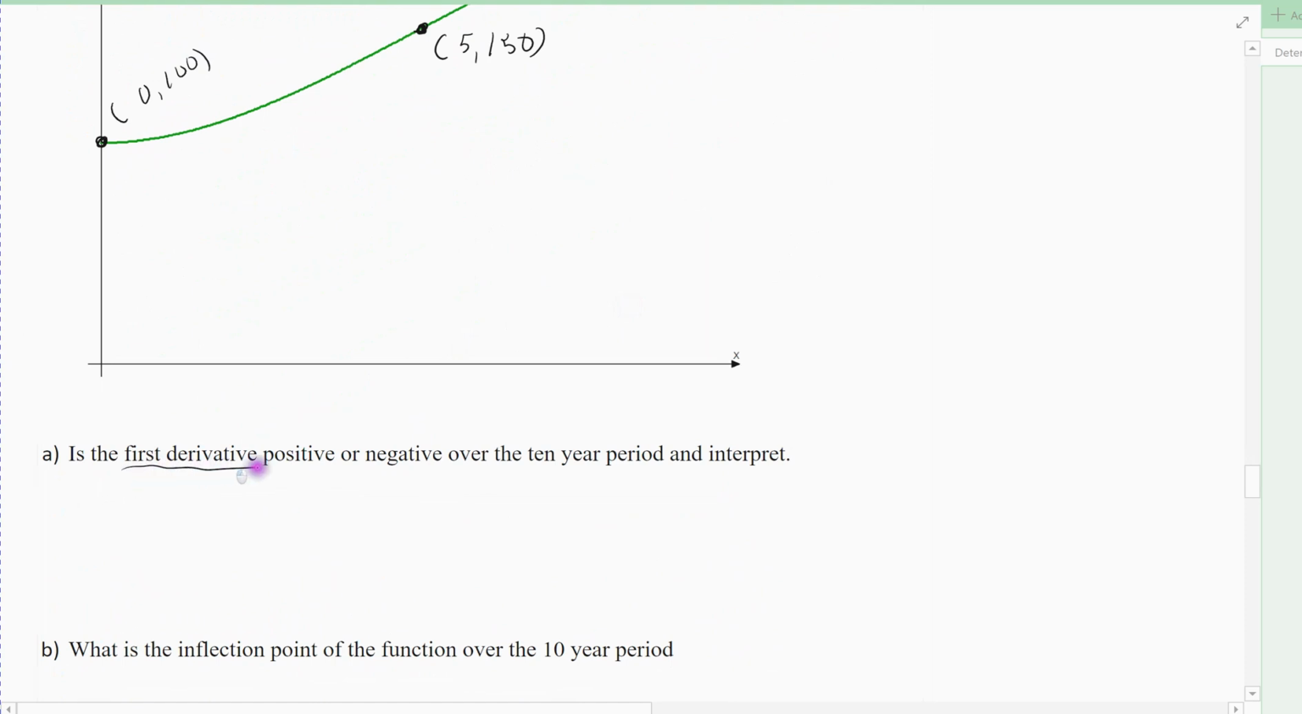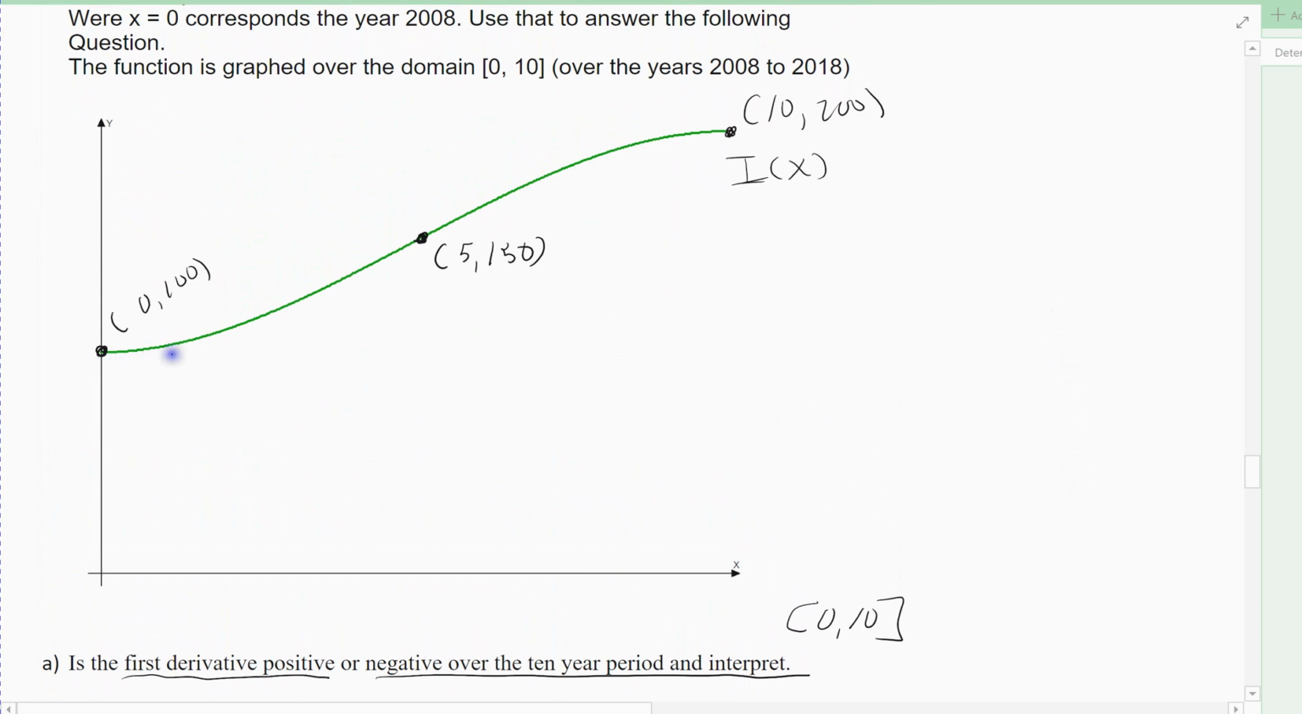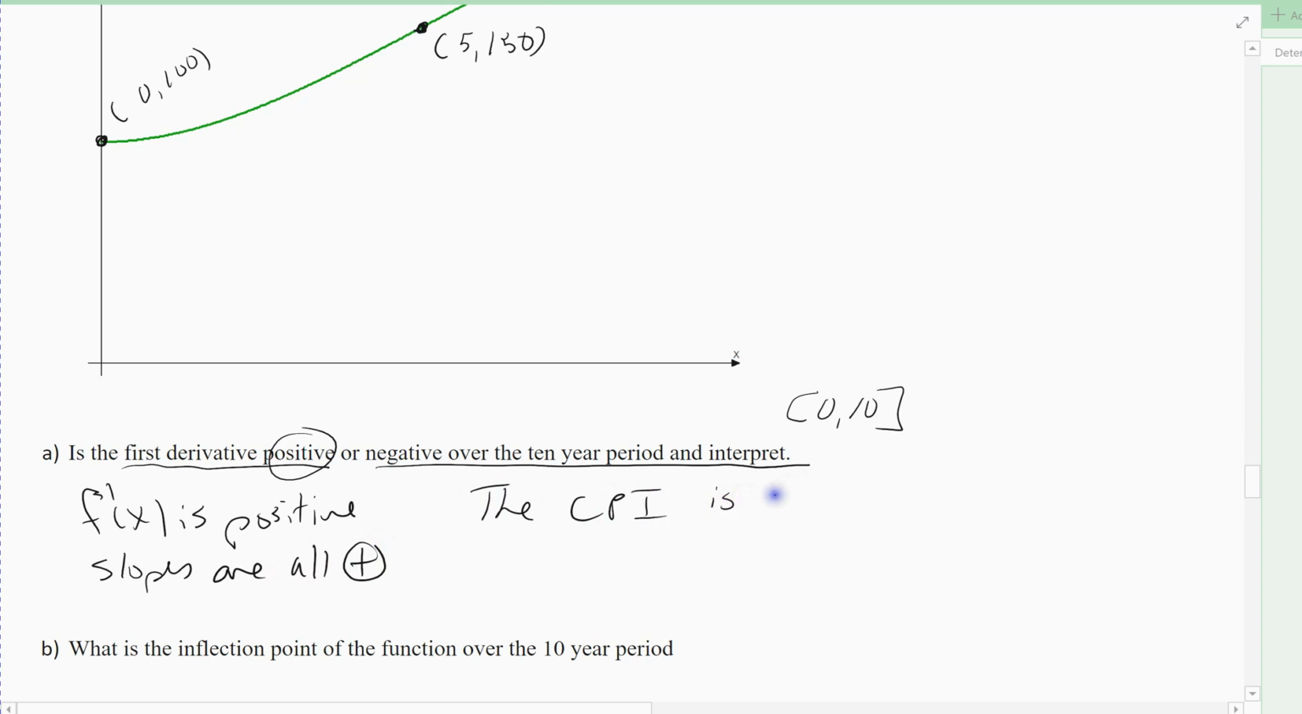So the first question: is the first derivative positive or negative over the 10-year period, and interpret? So over that 10-year interval, are my slopes positive or negative? Well, if you look here, it's always increasing. So the first derivative is always positive. The slopes are all positive, which means the consumer price index is increasing the entire time from 2008 to 2018.